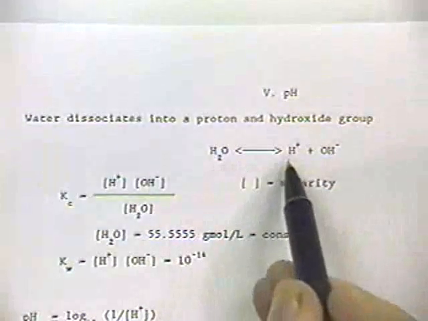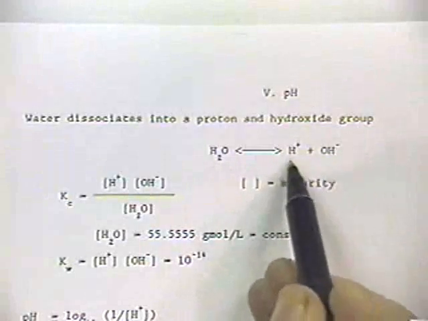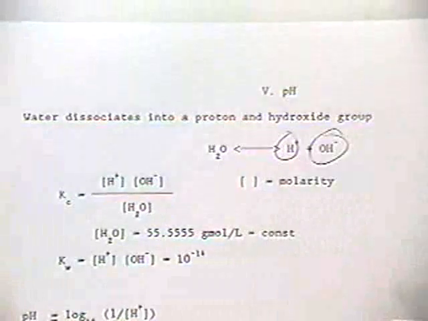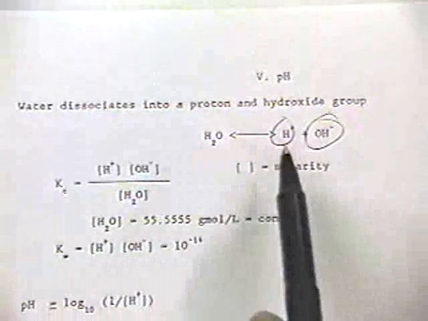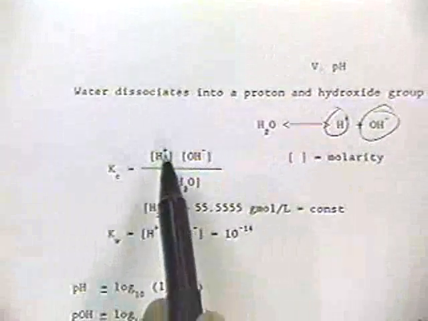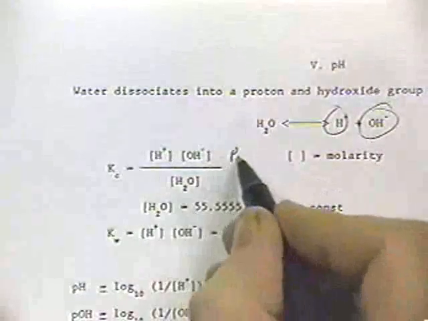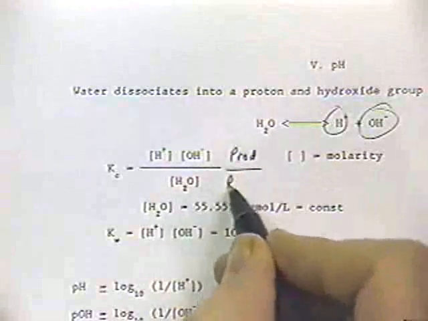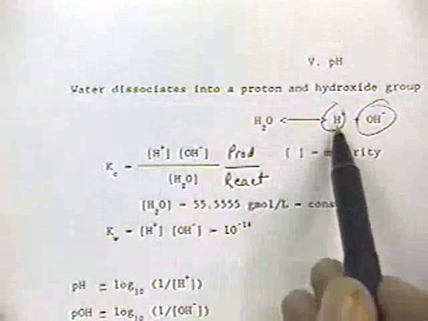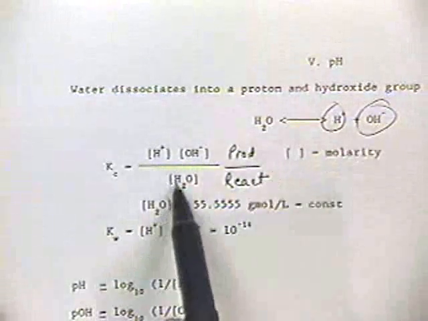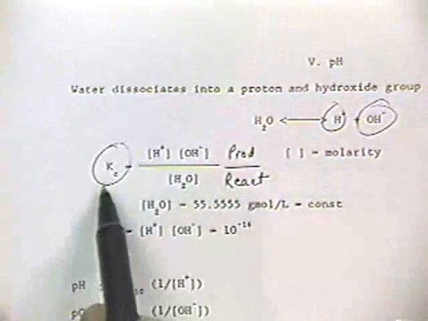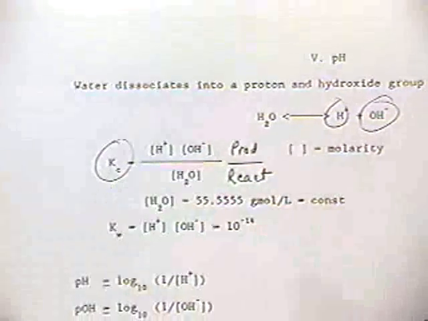Water dissociates, that is, it spontaneously breaks apart into a proton, which we symbolize as H+, and a hydroxide ion, and it's an equilibrium. Now, anytime you have an equilibrium, you can write the equilibrium as products divided by reactants. So in this case, the products are a proton and a hydroxide ion, and the reactant is water. And it's equal to a constant, the equilibrium constant.